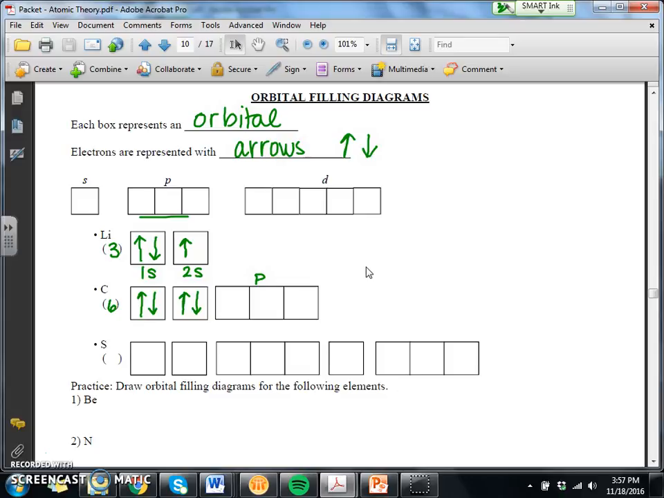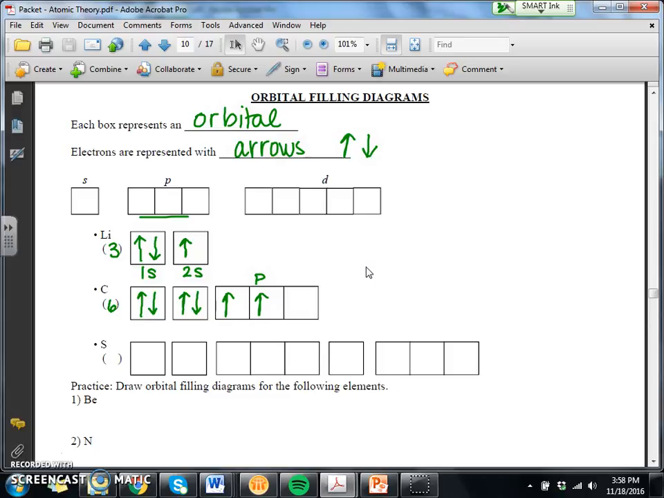So I'm going to put my 5th and 6th arrow in opposite boxes, or in different boxes. It would be incorrect to put them in the same first box. They want to spread out before they pair up. It's kind of like if you have the option of not sharing a room with your little brother, right? You're going to each have your own room. The only reason why you would share a room is if you have no option. You have to.